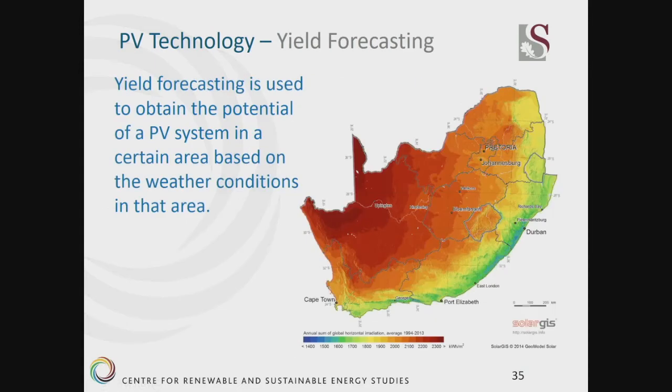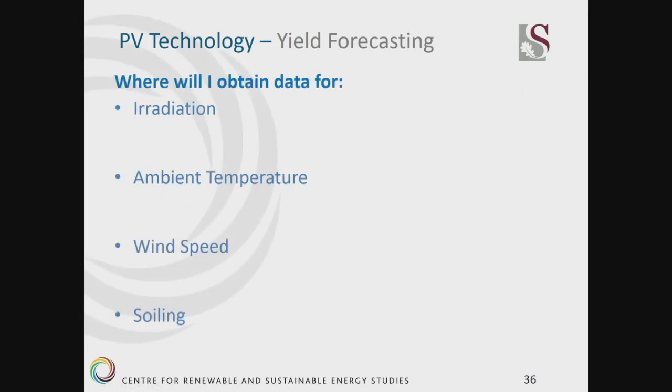So before we can decide how many PV panels we need to put in our installation, we need to do a yield forecasting so that we can match our PV installation to the load we have. Yield forecasting is used to obtain the potential of a PV system in a certain area based on the weather conditions in that area. On the right here, we can see a map showing the irradiance levels in South Africa. This map was done by SolarGIS, and the data is also available locally for purchase.